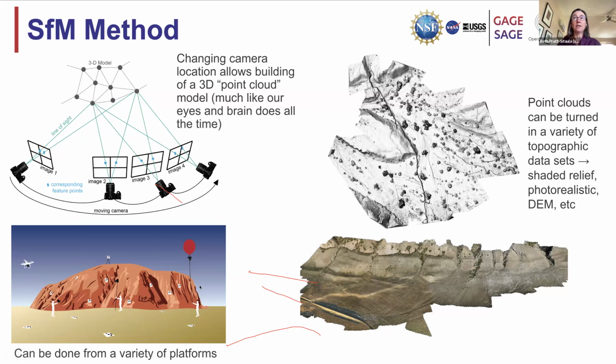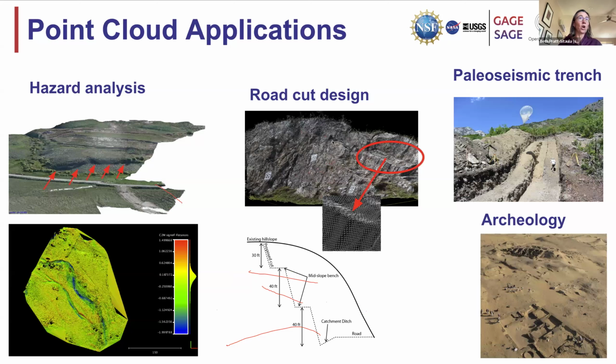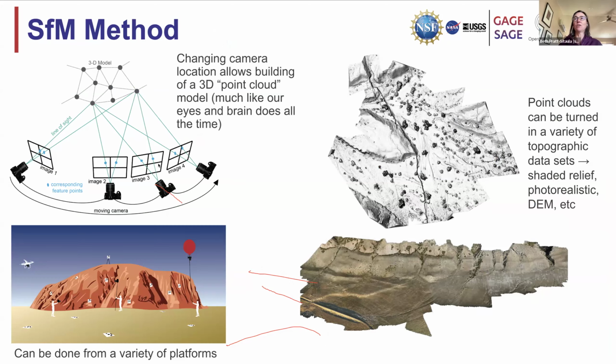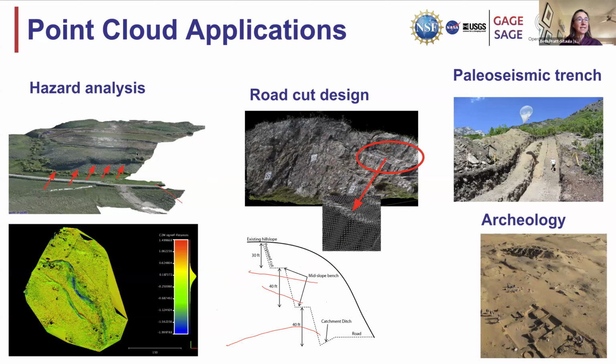Balloons and kites can also be done, and this brings in the point clouds, which can be then turned into a variety of topographic data sets: shaded relief, photorealistic, things like that. And this can be used for hazard analysis. The last one I featured here is a fault scarp, like that's gorgeous, right? Other faults and geomorphic features on this one. This is a lobe of a landslide, which you can get the volume of. You can do change detection. This is showing change detection after a flood where the thalweg moved and deepened.